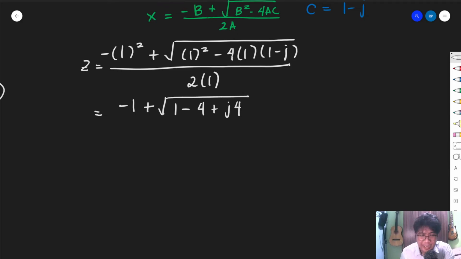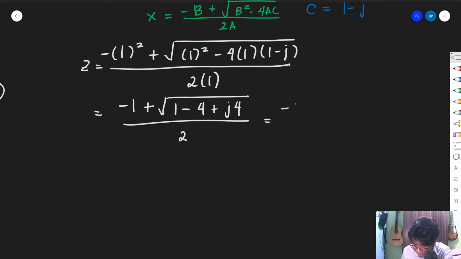So remember, any number multiplied by 1 is equal to itself. So this can be simplified into negative 4 times 1 minus j. Distribute na lang natin yung negative 4, so we will have negative 4 plus j4, over 2.